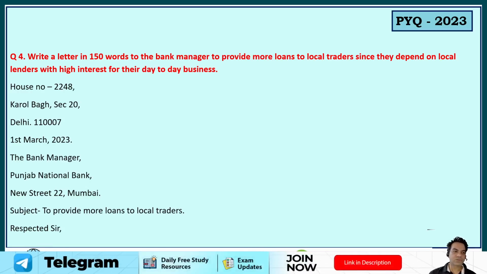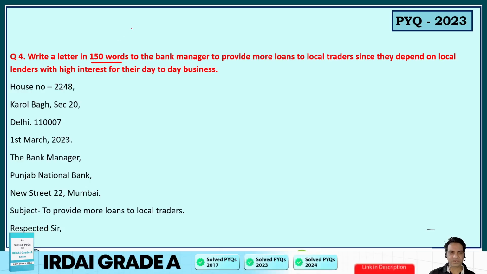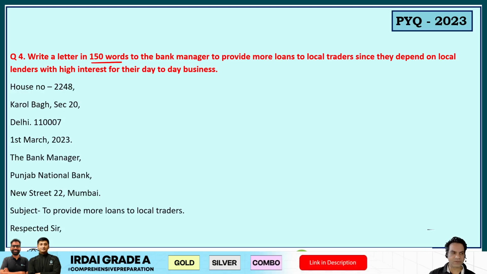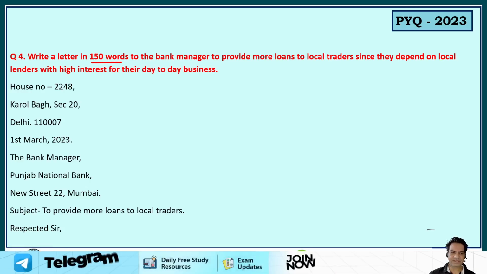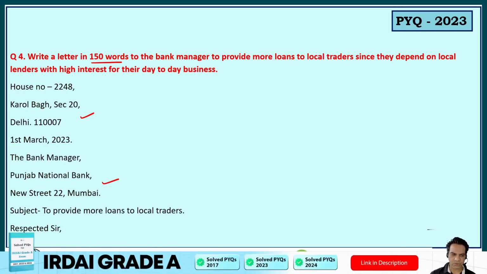Then fourth question was letter writing. It was 120 words. Usually, I mean, in 2024 it was 120 words, in 23 it was 150 words. So one topic was write a letter to the bank manager to provide more loans to local traders since they depend on local lenders with high interest rate for their day-to-day business. So you start with sender's address, date, then receiver's address, the bank manager, Punjab National Bank, subject: to provide more loans to local traders.